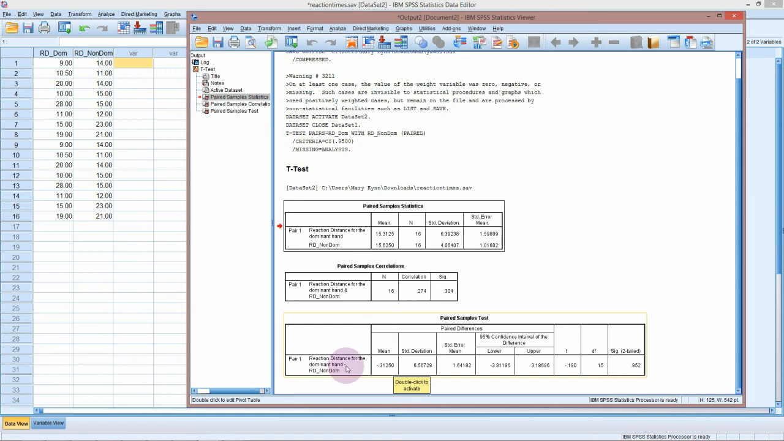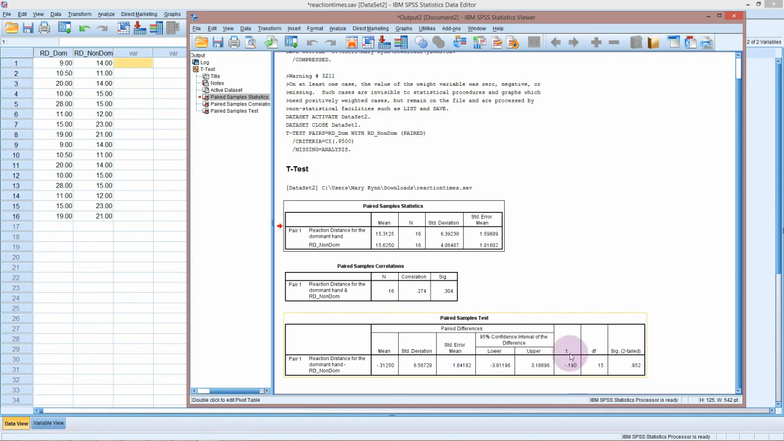And it's a little bit confusing with this one just because we're thinking reaction times, but actually we've measured reaction distances. So the dominant is caught at a slightly smaller distance than the non-dominant, meaning that the non-dominant was slightly slower, but it's only a tiny, tiny difference.